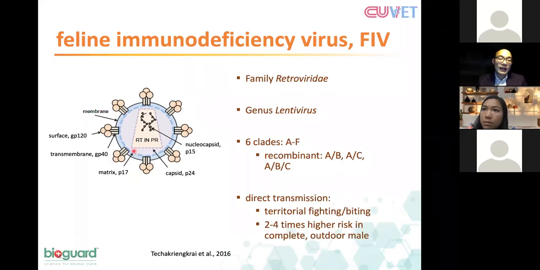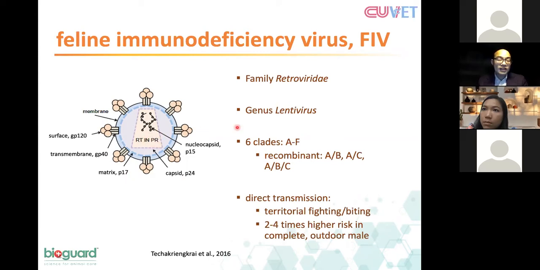Underneath the envelope membrane there is the p17 matrix, and inside there is the core capsid p24, and two pseudo-diploid single-stranded RNA genomes with the enzymes of the virus.